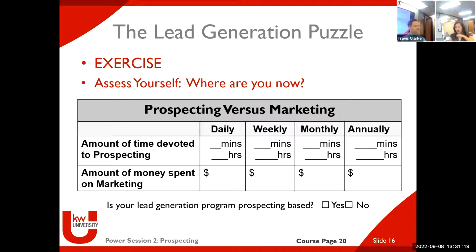So on this sheet, page 20, I want you guys to fill this out here. Just write some notes. Prospecting versus marketing: the amount of time devoted to prospecting, daily, weekly, monthly, annually. And then the amount of money that you have spent or you're currently spending in marketing.